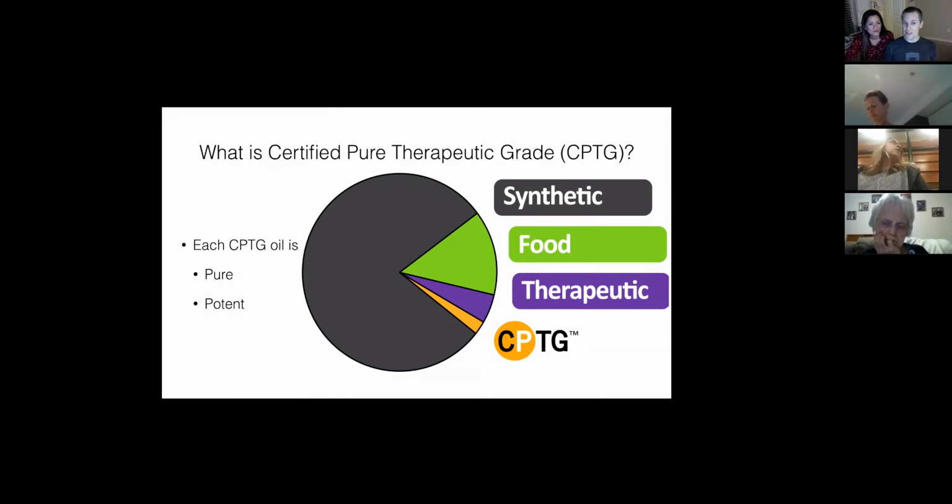There's a thin part of the market that is essential oils produced for therapeutic benefit, but this part of the market is unregulated, and you don't know how much therapeutic benefit it has or how pure it is, or whether it's going to cause any benefit. So what we're talking about tonight is certified pure therapeutic grade. It's pure because it doesn't have any contaminants, additives, solvents, or pesticides.